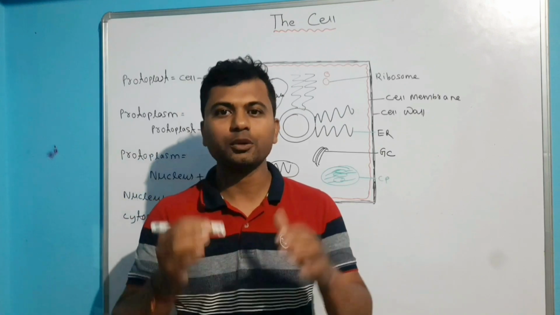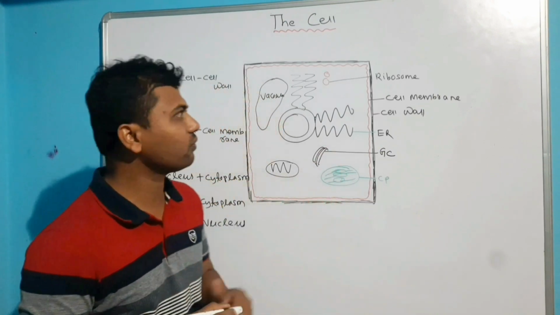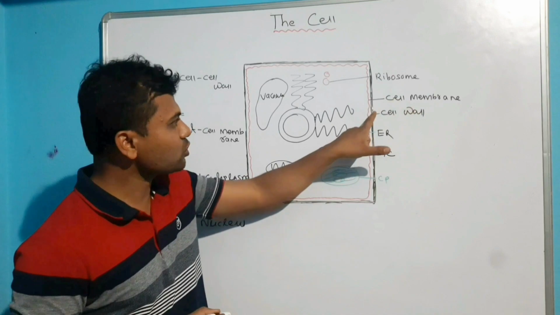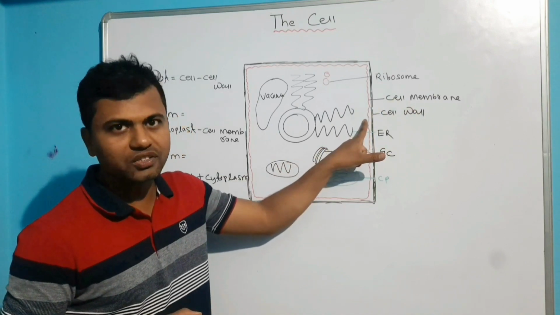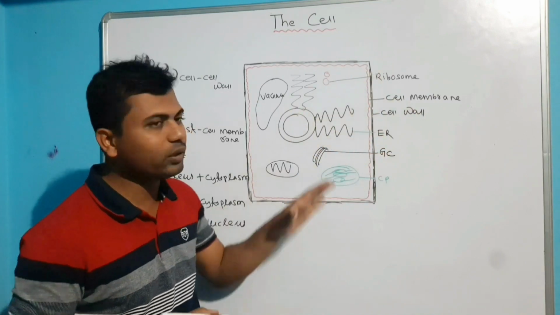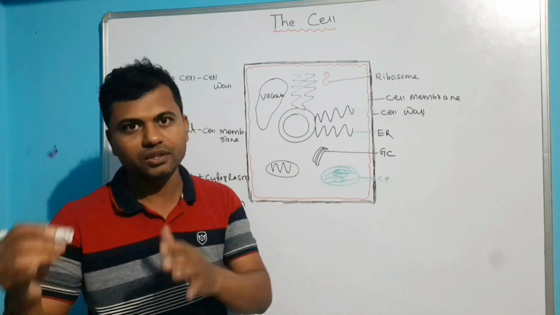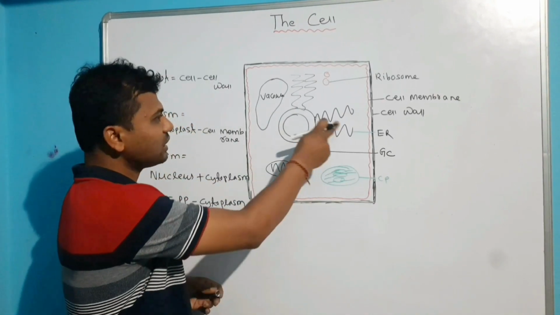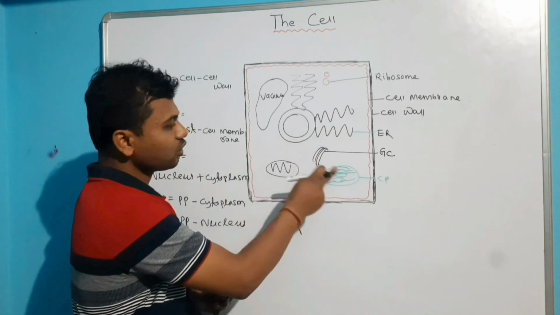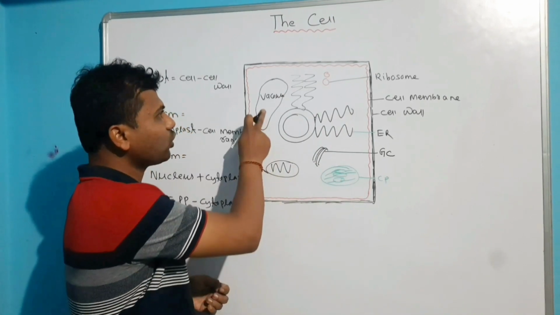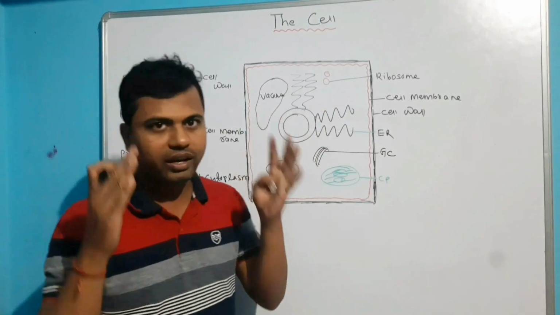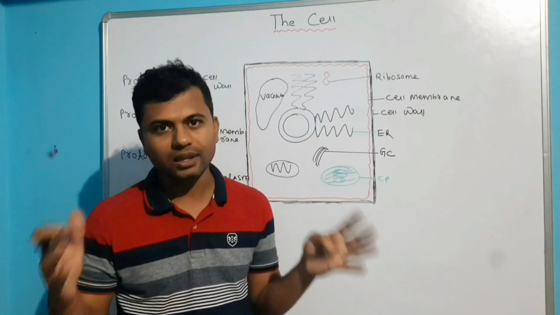As you know, a typical plant cell consists of a cell wall. Then just below the cell wall, the cell membrane is present. Just below the cell membrane, we have different cell organelles. This is the nucleus, this is the ER, Golgi complex, chloroplast, mitochondria, vacuoles, ribosome. These are the various cell organelles which are found in the plant cell.